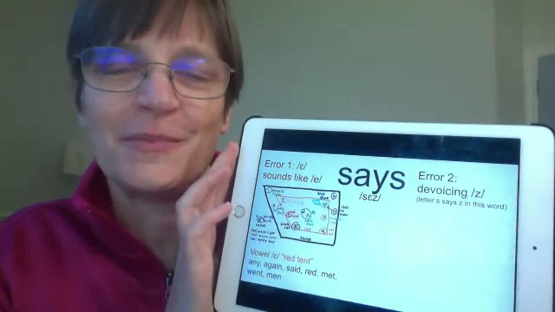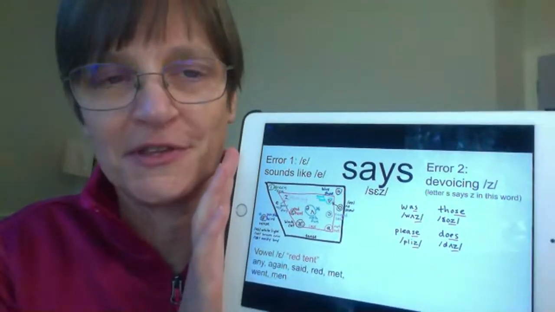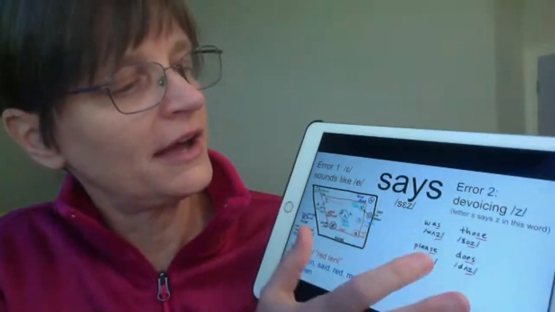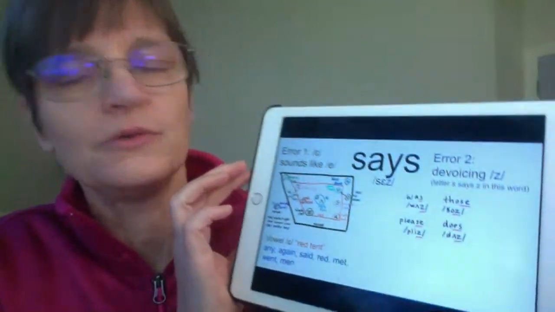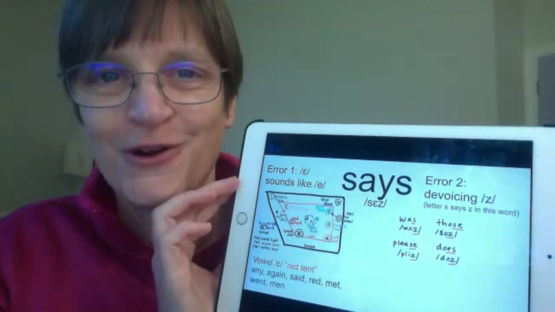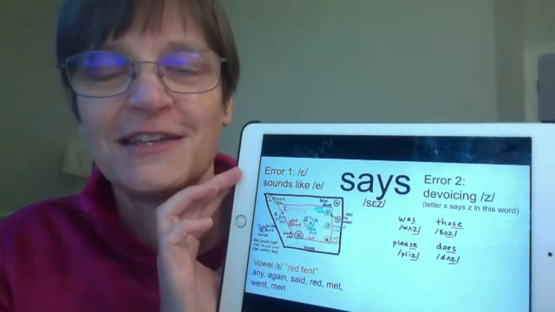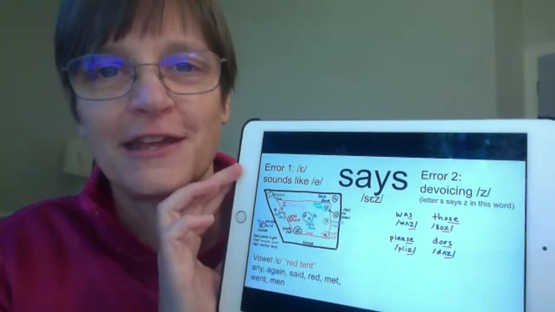So this is a common pattern on many words that end with the letter S, but they actually say the letter Z. We talk about this often in class as well. We have words like "was," "those," "please," "does." The majority of the time, if a word ends with the letter S or the letters SE, most of the time it will say a Z sound rather than an S sound.